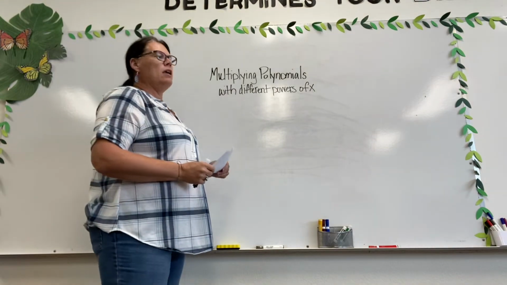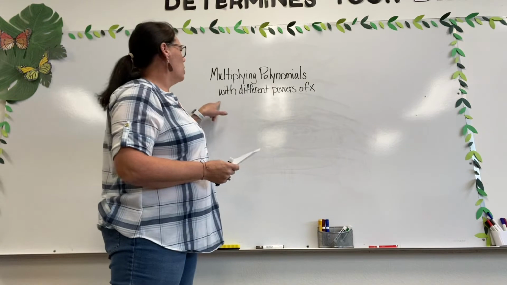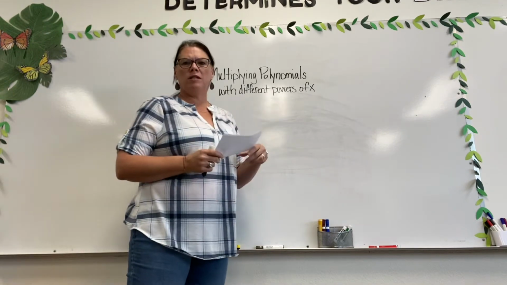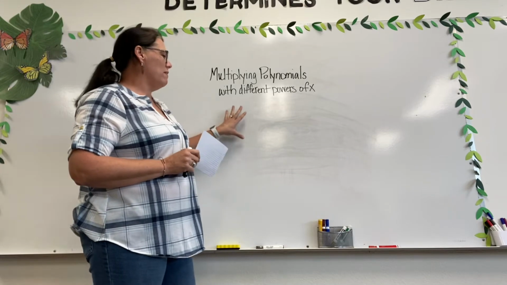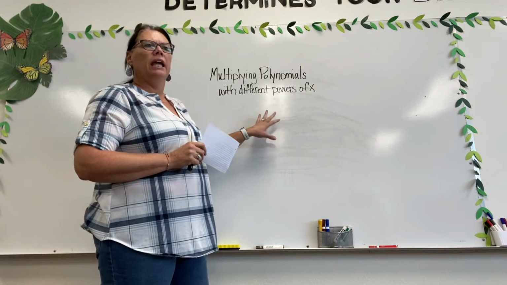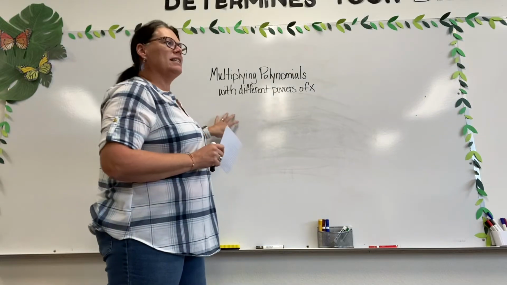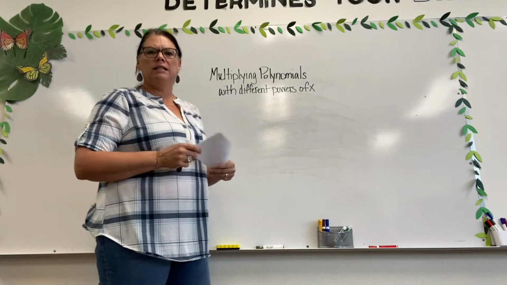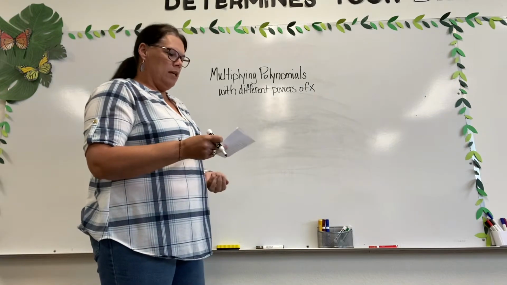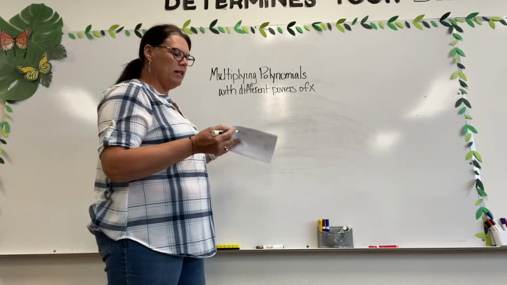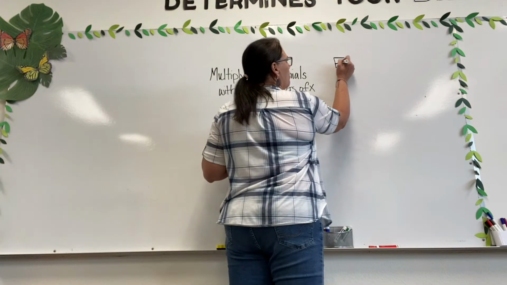Okay, today we're going to be multiplying polynomials with different powers of x. And I wanted to show you how even though we have the same numbers in the equation, the different powers of x gives you a completely different answer to those two equations. So to work these equations, we are going to be using the FOIL method.